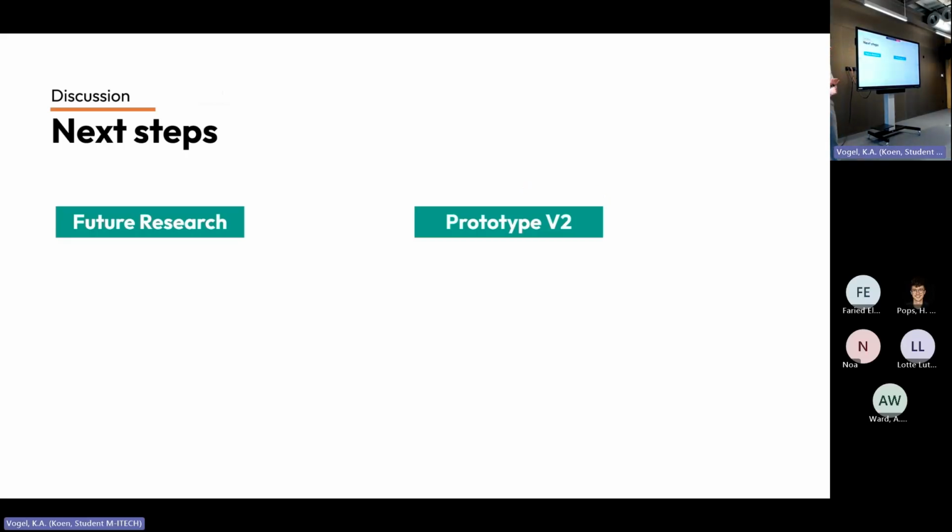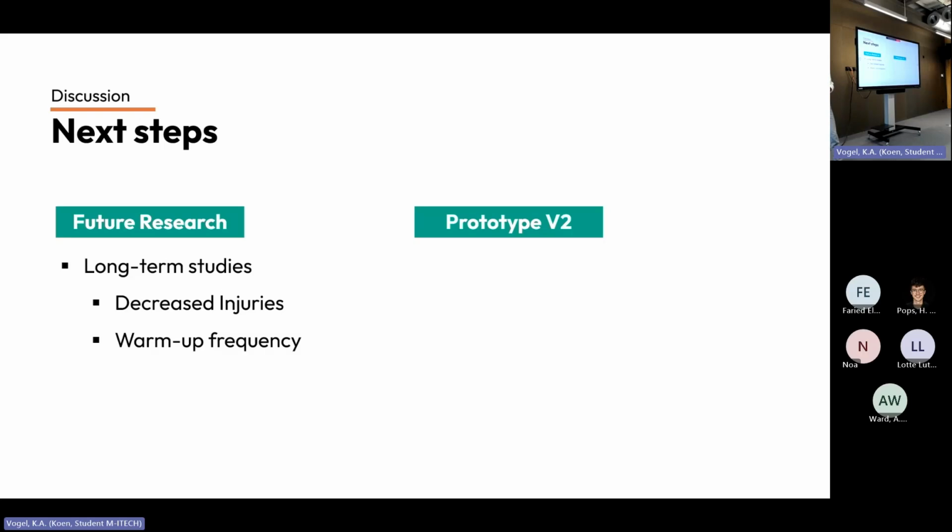Okay, with our conclusions, we can start to look back a little bit on what we did, and especially what can be done in future research after our study. First is that we did prove effectiveness or engagement for our prototype, but we did not yet conclusively say if this actually would decrease injuries or if climbers actually would incorporate this into their warm-up. So having future studies over a longer term to observe participants could prove this much more.